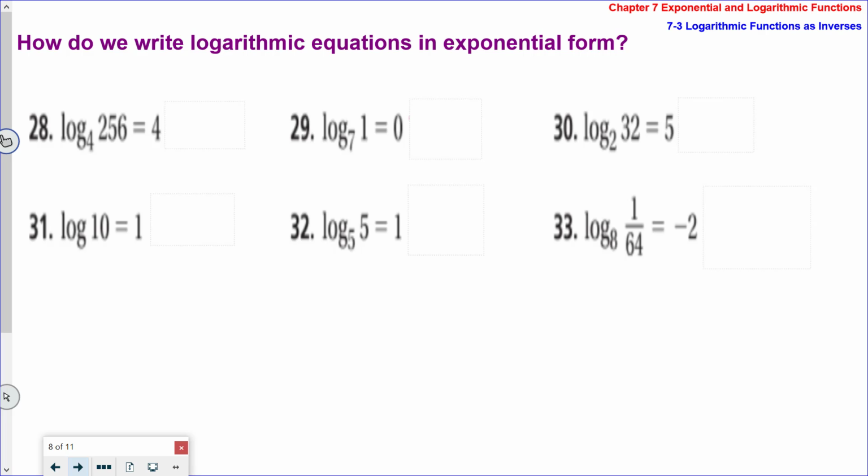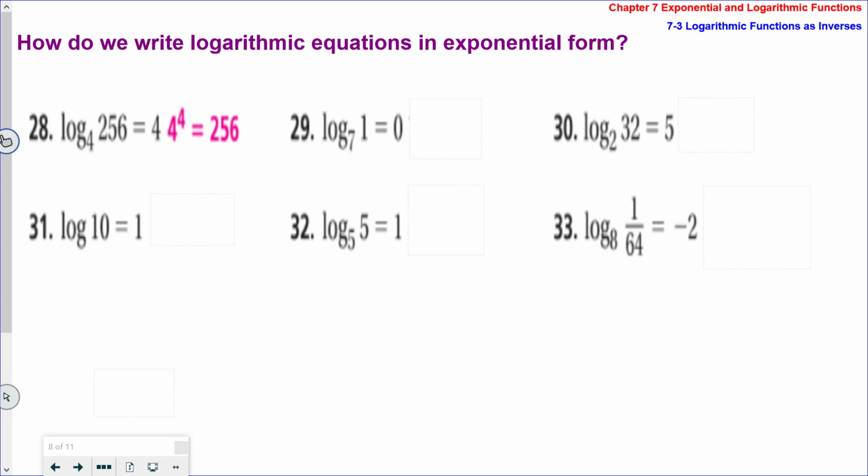So what if the log doesn't equal anything? Then it would just be an x. There's nothing there. Then it's just asking you what's the value. It's always going to ask you what's the exponent. So it's just equals x and you solve for x. Yeah. So 28 is 4 to the 4th power equals 256.